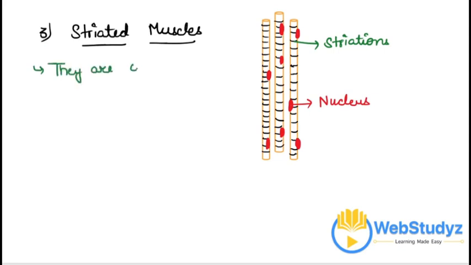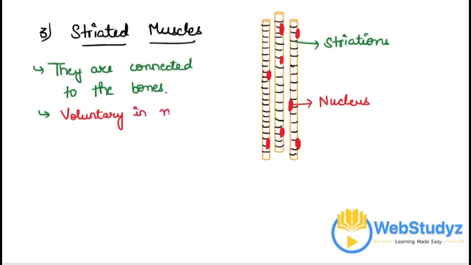First of all, striated muscles are directly attached to bones, or we can say they are connected to the bones. Second, they are voluntary in nature. These muscles are in our control. Example, the muscles of our biceps, of our hands, of our legs. Whenever we want, we can lift them up, or we can relax them, we can make them contract. So they are voluntary in nature.